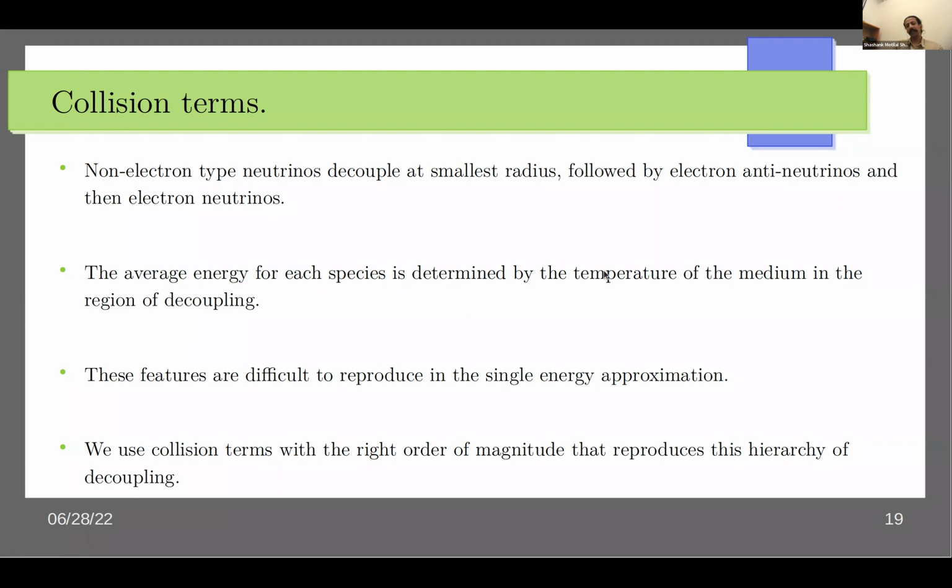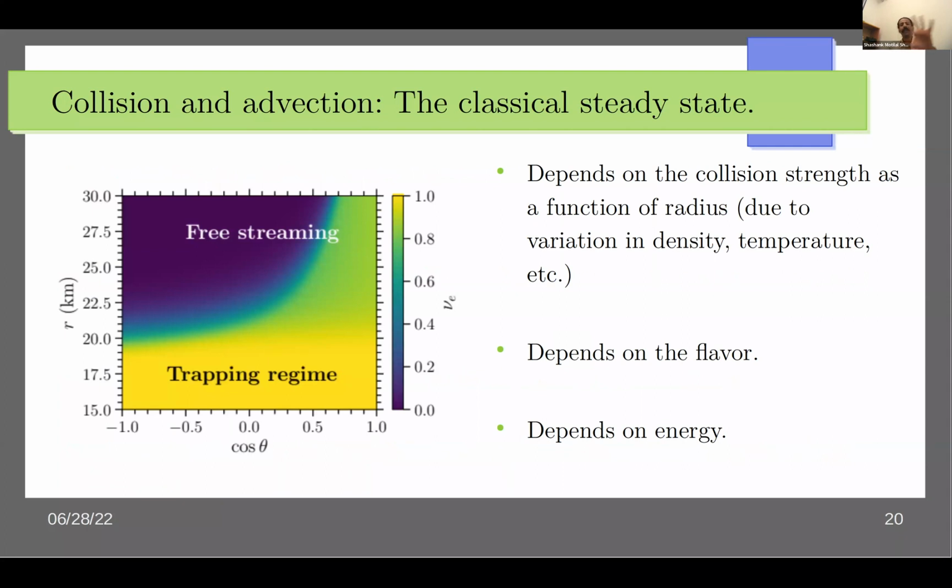Now, this is very difficult to reproduce in our calculations because we use a single energy approximation. So basically what we have done is assume that all neutrinos have a single energy. So in order to reproduce what we see in multi-energy simulations, what we have done is assume some collision profiles that will give the right order of magnitude for the ratios of luminosities, and the decoupling will happen in the right order. So if we do that, we get something like this.